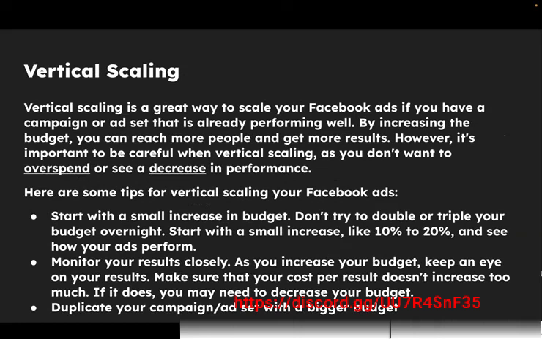And another thing I do to vertically scale my campaigns, I duplicate my campaigns or ad sets with a bigger budget. For example, if I'm duplicating a campaign that is spending 100 per day, I might duplicate the same campaign with a budget of 200. So here I don't need to increase the budget of the campaign by 10 to 20% because I'm duplicating. And duplicating is another amazing way to scale. And if you duplicate your ad sets, you'll be able to just get a lot more sales and a lot more leads.